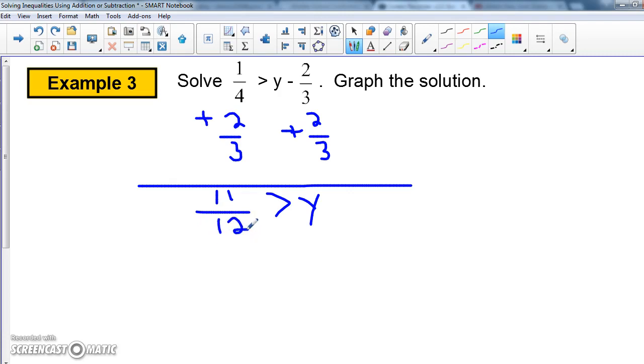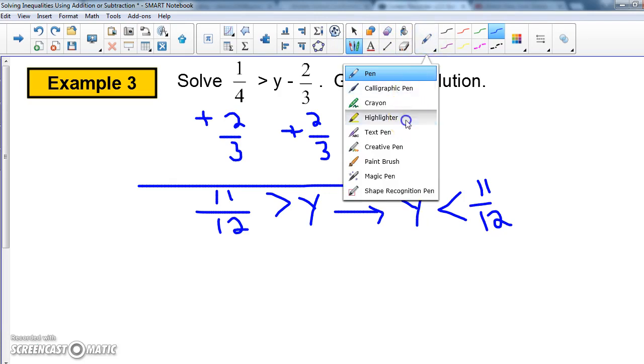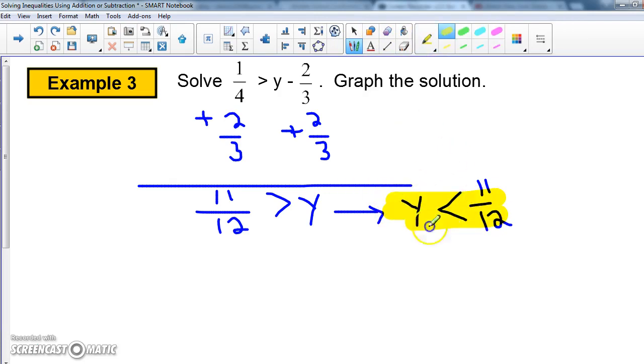Me personally, when I get an answer and I have to graph it, I like the letter to be on the left. It just helps me understand it. Instead of saying 11/12 is greater than y, that's fine. I like to have the y first. If you're going to have the y first, you have to turn around the whole thing. Because look, this says 11/12 is greater than y. That's the same thing as y is less than 11/12. Okay, so when you turn it around, don't forget that the inequality sign in the middle turns around as well.